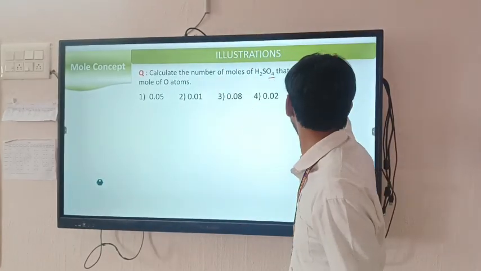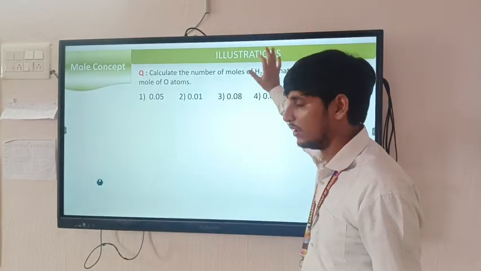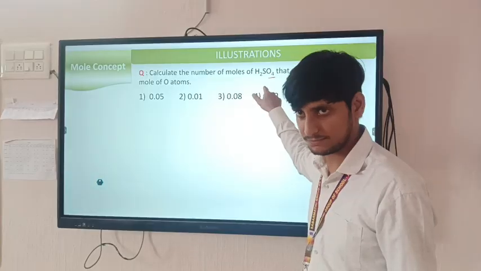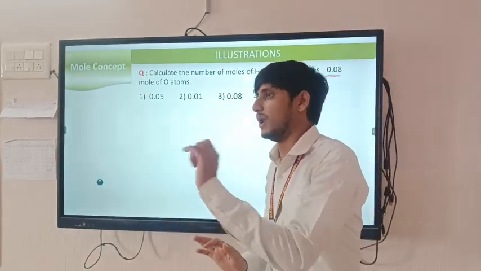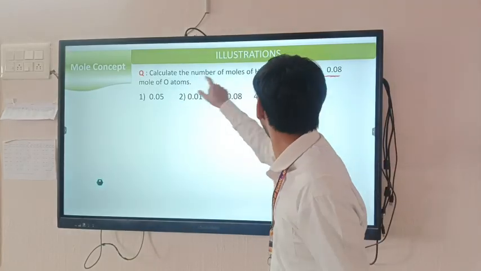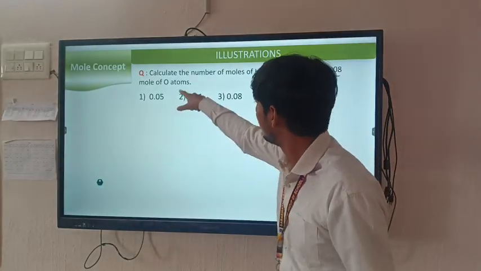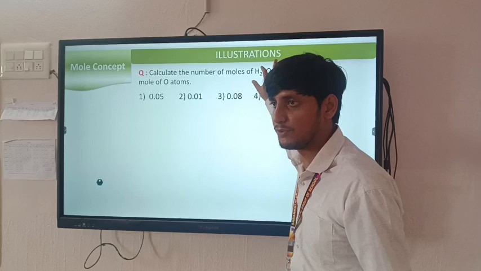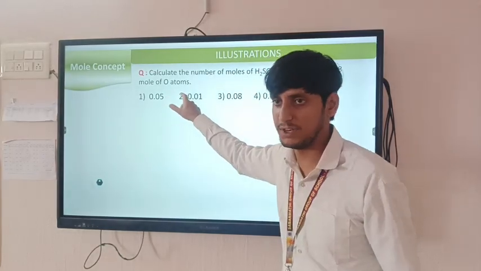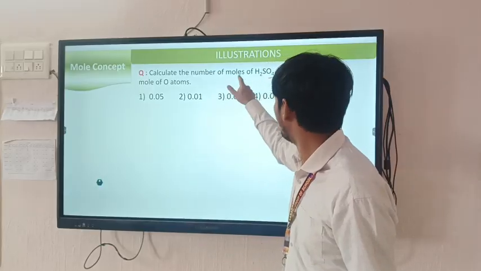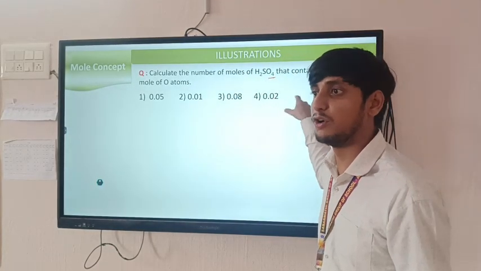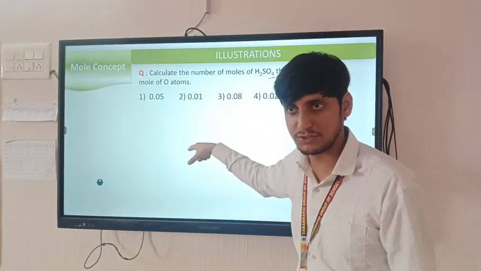First, 1 mole of H2SO4 contains 4 moles of oxygen. The total number of oxygen atoms is 4 in 1 mole. And they ask to calculate the number of moles of H2SO4 in 0.08 moles of oxygen atoms. You can calculate by the unitary method: 1 mole of H2SO4 contains 4 moles of oxygen, which means 1 mole of oxygen contains 1 by 4 mole of H2SO4.